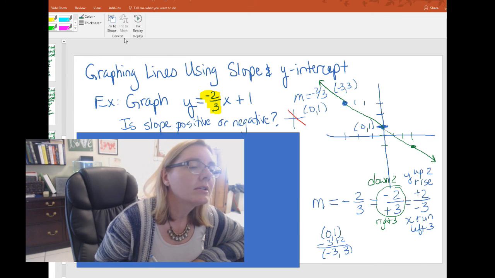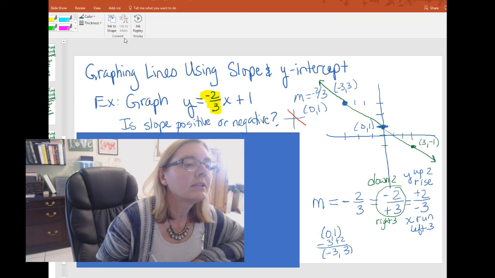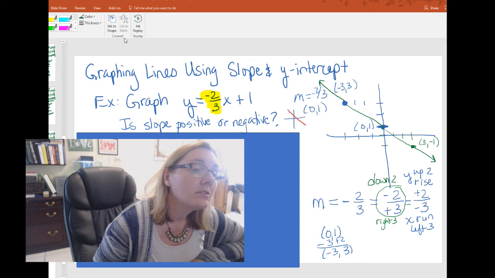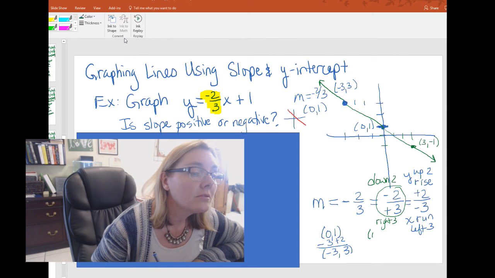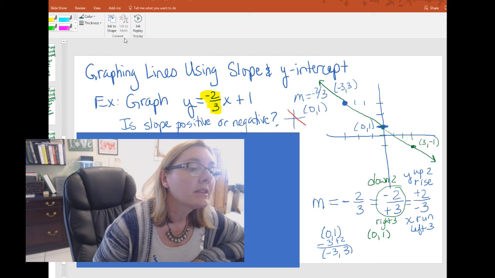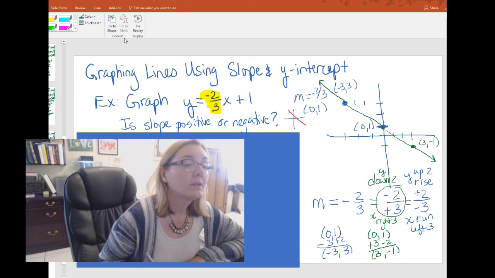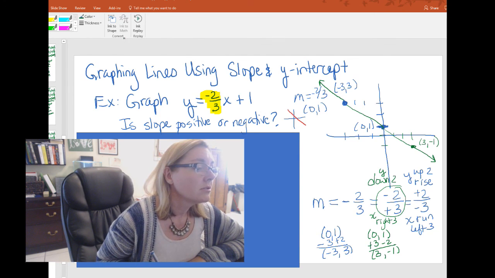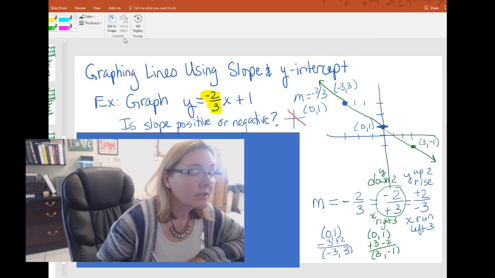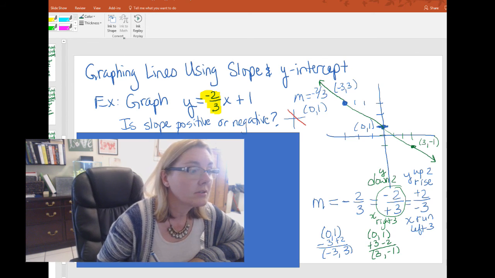What are the coordinates here? If I've drawn my graph neatly and can read it, it looks like it's 3, -1. I could do the same little trick. I start with 0, 1. Going down affects the y, and going to the right affects the x. So I'm adding 3 to the x and subtracting 2 from the y, and that gives me coordinates 3, -1, which is what I had. So that's one example of graphing lines using slope and y-intercept.